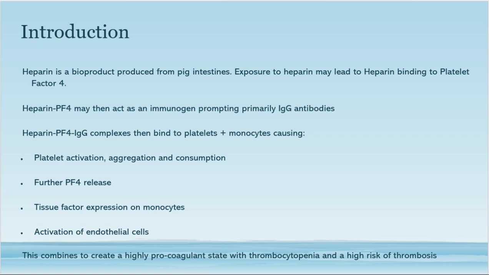Heparin PF4 may then act as an immunogen prompting primarily IgG antibodies. Heparin PF4 IgG complexes then bind to platelets plus monocytes causing platelet activation, aggregation, and consumption. Further PF4 release. Tissue factor expression on monocytes. Activation of endothelial cells. This combines to create a highly procoagulant state with thrombocytopenia and a high risk of thrombosis.